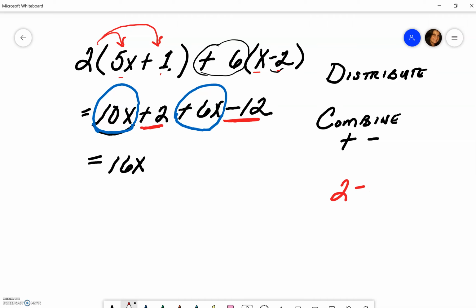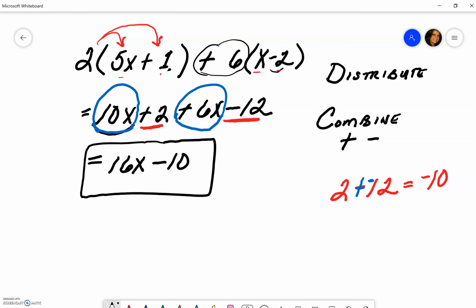That would be 2 minus 12, which we've learned what we do is change this to a plus, make that the opposite. Now we can see that they're the opposite signs. We subtract and take the sign of the larger number. So we end up with a negative 10. So I'm going to write that as minus 10 over here. And we can't combine it any further. So that is our final answer.